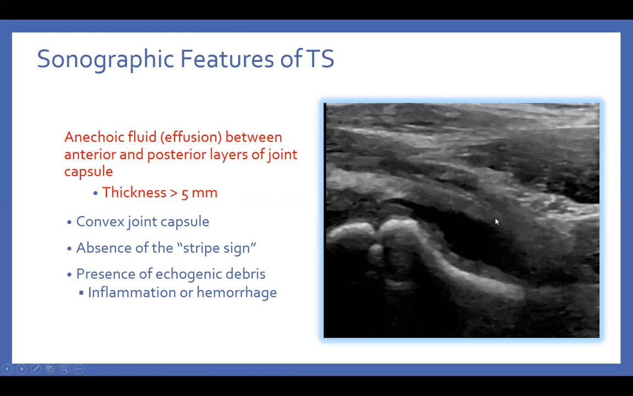That's the joint. Next is the absence of the stripe sign. I talked a little bit about the stripe sign. It's gone. You don't see this echogenic line anywhere. Both the anterior and posterior layers of the joint are separated, pushed away from each other. So now the stripe sign, the echogenic linear structure in the center of the capsule, is gone.